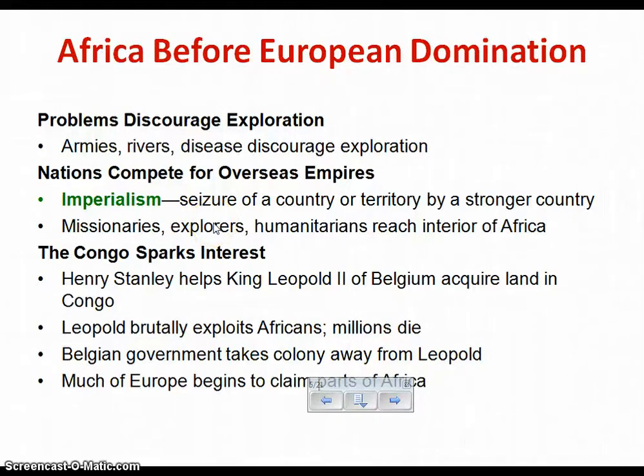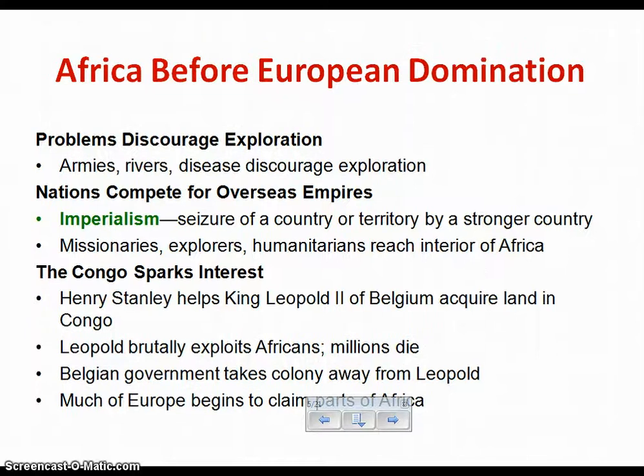Second thing, we have explorers. Obviously they're exploring the country. Humanitarians, they're the people who are reaching out to African people, trying to help them. All of them start reaching Africa. But what we should be asking right now is, how does this exploration in Africa start? Well, it all starts with one man. His name is Dave Livingstone.